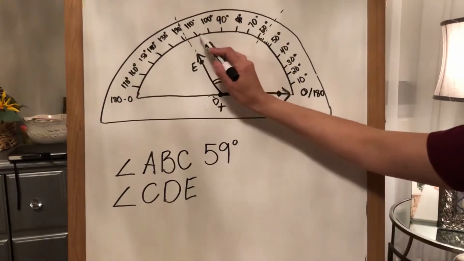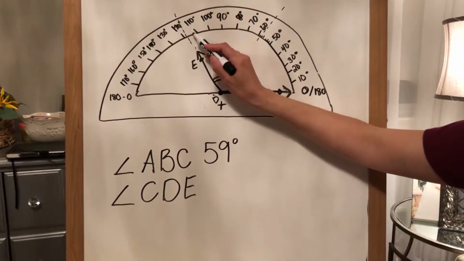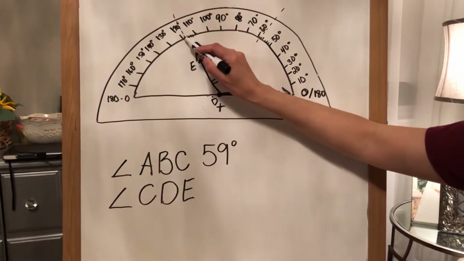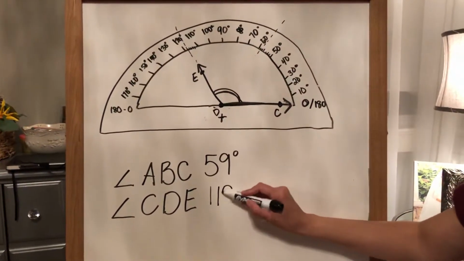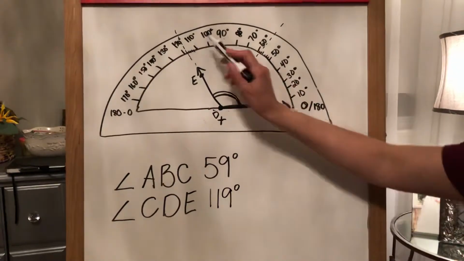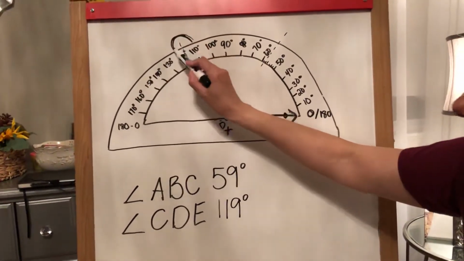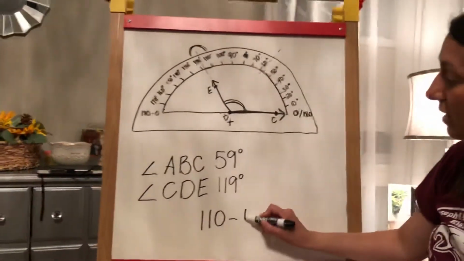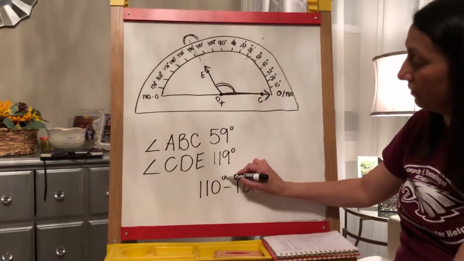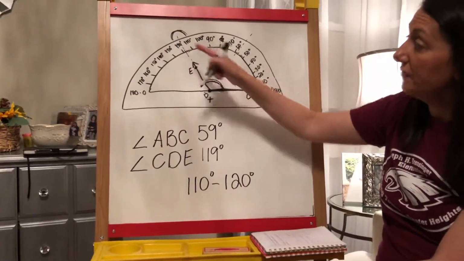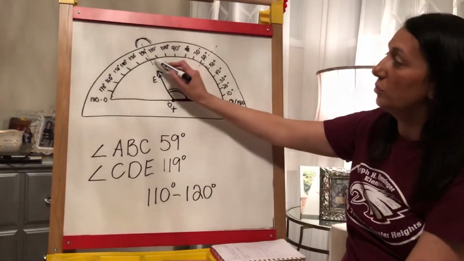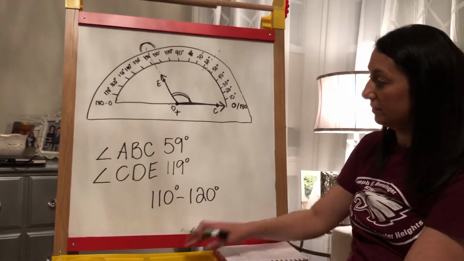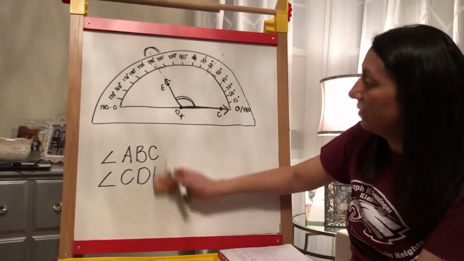So we can say that it's 110, 11, 12, 13, 14, 15, 16, 17, 18, 19. So it would be 119 degrees. Okay? Notice it's in between 110 and 120. So it's got to be in between the numbers 110 and 120 degrees. You have to count something that's before 120. So it's just before 120, so it's about 119 degrees. Okay? Now let's try another one.